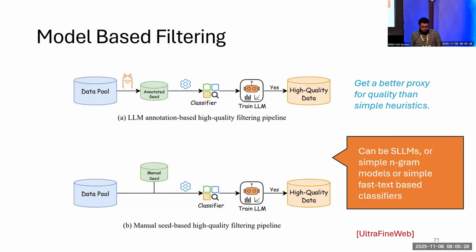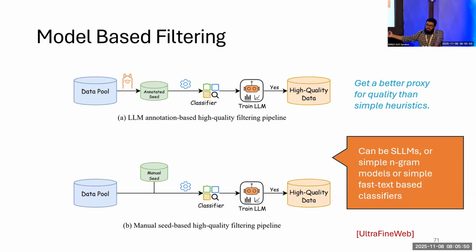Now, the filters that we have seen till now are mere heuristics, and we assume that those heuristics are kind of proxies for quality. That may not entirely be true. So is there anything better that we can do? Yes, you can use something like model-based filtering, wherein the idea is that you train small classifiers.